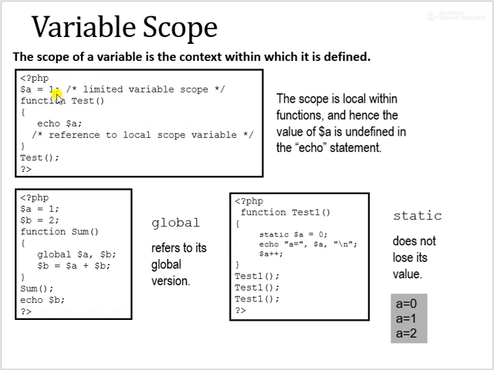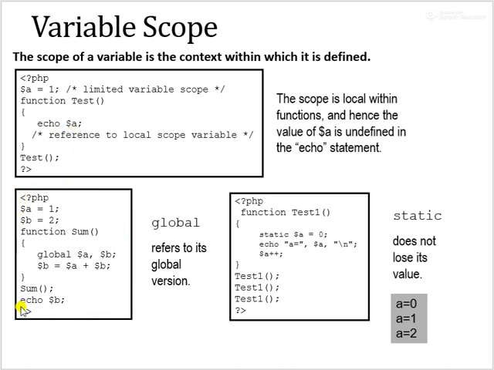So in this example, this variable a has a global scope. So if a variable is declared outside a function, it has a global scope, and it can only be accessed outside a function, not inside the function.